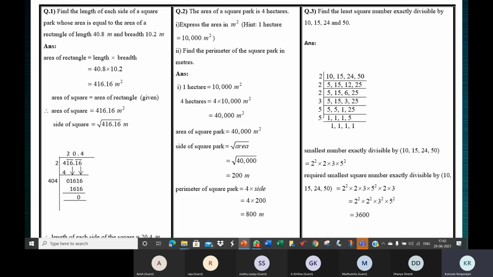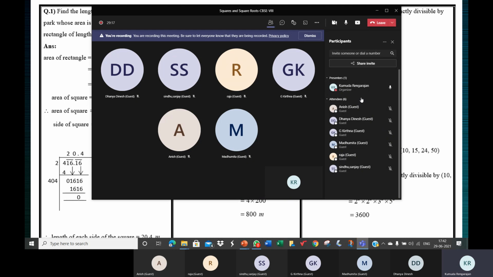The smallest square number will be a multiple of 12. So 12 twos are 24. 24 is divisible by 2, 3, 4, and 6. But 24 is not a perfect square. So next number 36. Yeah, 36 is a perfect square. And it will also be divisible by 2, 3, 4, and 6. So that is the least square number. The least number is 12, but the least square number is 36. If you understand this, then I can proceed. Otherwise, I'll have to tell you again.